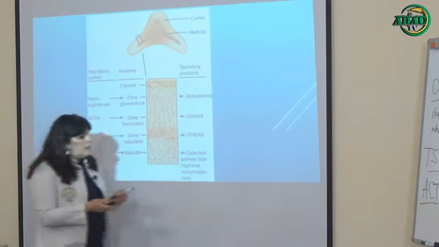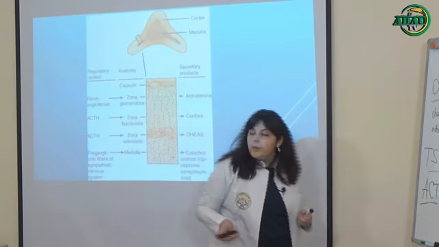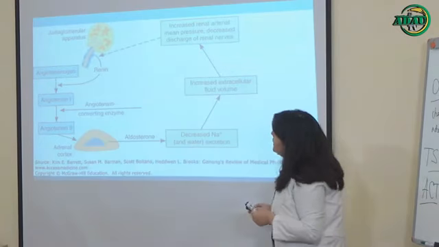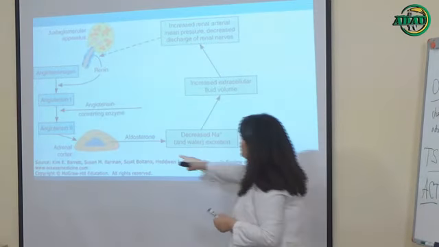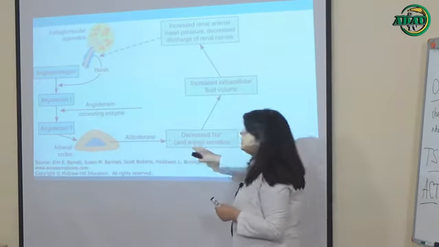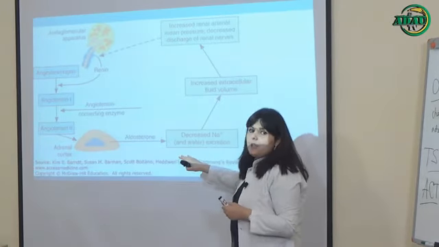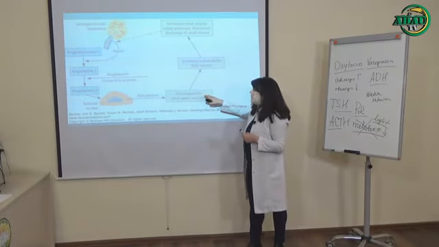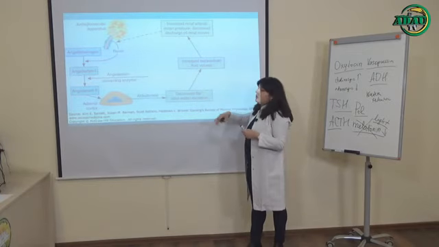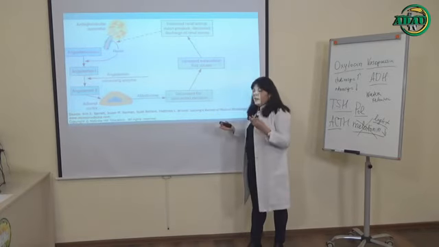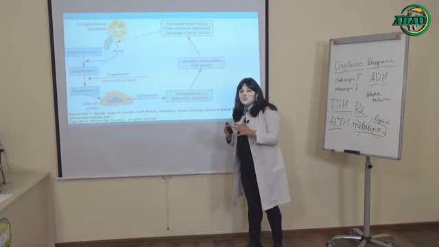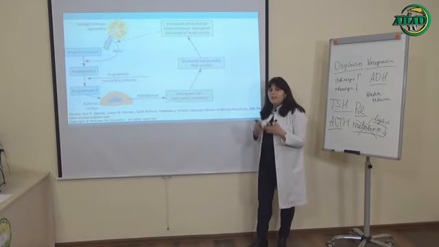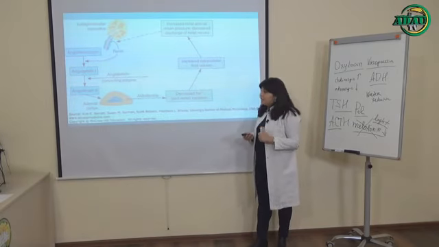Let's continue. So here we have, again, this illustration which shows the function of aldosterone, that it can decrease sodium and water excretion. So it means that it has the effect of keeping the sodium inside the body and excreting the potassium.